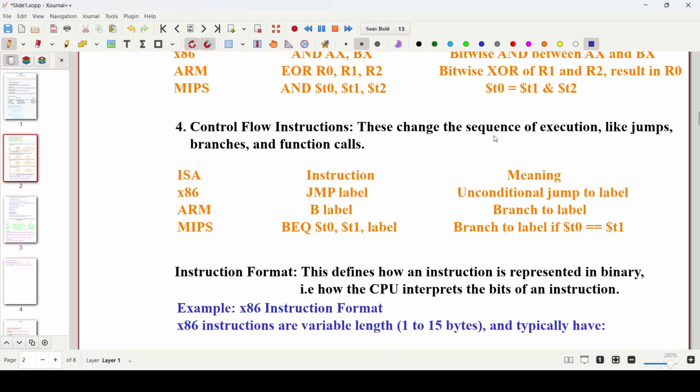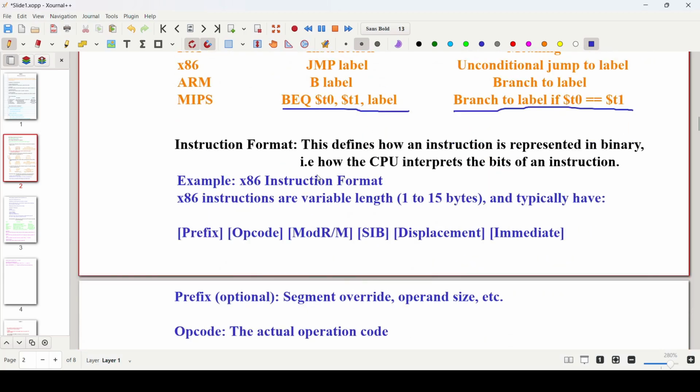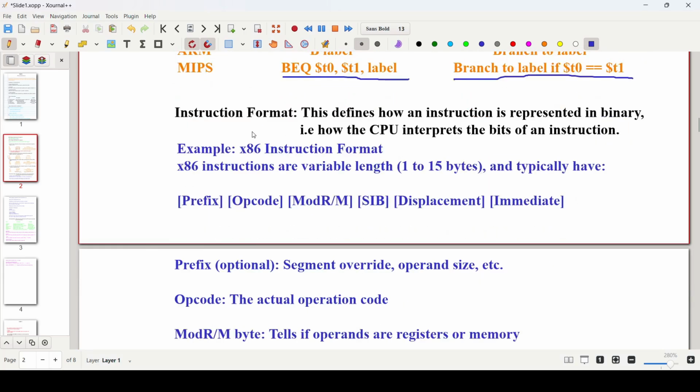This changes the sequence of execution, like jumps, branches, and function calls. Okay. Like JMP label is an instruction in x86. It means unconditional jump to the label. And in ARM we have B label, meaning branch to label. And similarly in MIPS we have BEQ, meaning branch to label if $T0 is equal to $T1.